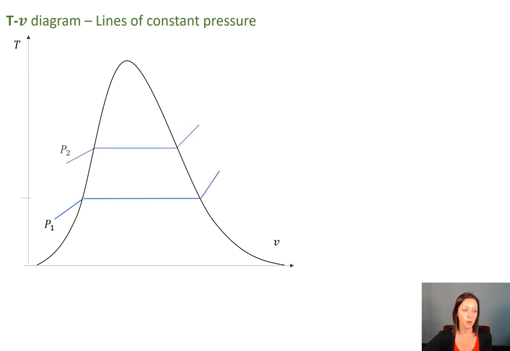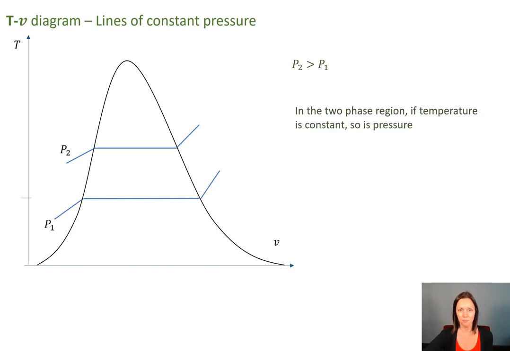And I could draw another line of constant pressure. I'm going to call that P2. And the direction of increasing pressure goes exactly the way you would think. So P2 is greater than P1. Like I said, in that two-phase region, if your temperature is constant, your pressure is constant. Vice versa, if your pressure is constant, your temperature is constant in that two-phase region.